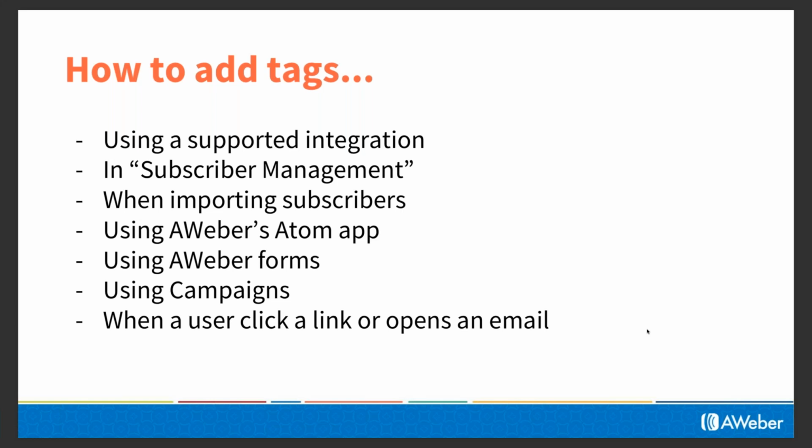You can use our mobile app, Atom, which is a fantastic way to add tags if you're meeting people in person. You can use AWeber Forms. You can use campaigns, and you can tag a subscriber when they click a link in your email or when they open an email. This is our latest feature, automations, and it's a fantastic way to track the behavior of subscribers, but then also target them for future emails.